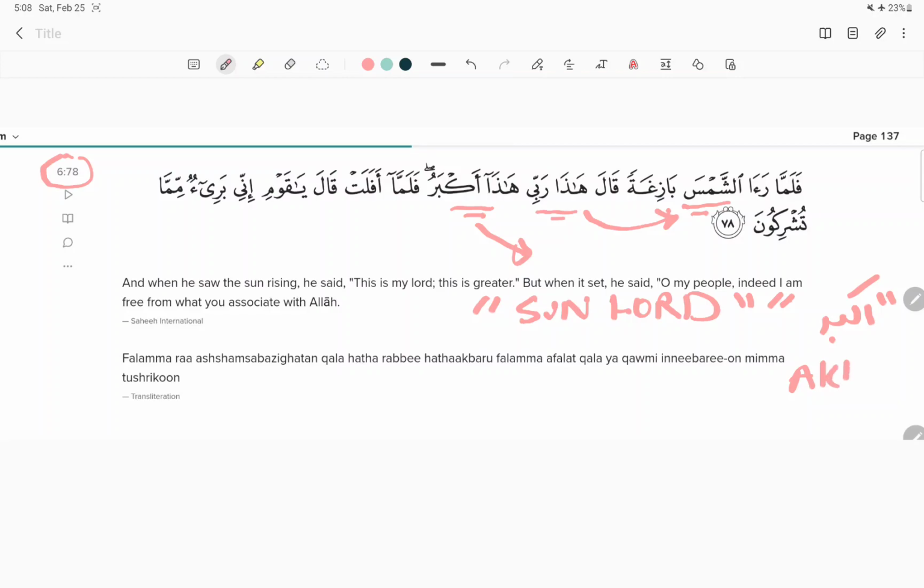Akbar. So again, as you can see, Allah tells us in the Quran about this symbolic, this very important satanic symbol in the Quran. This is the symbol of the Sun Lord, or Akbar.